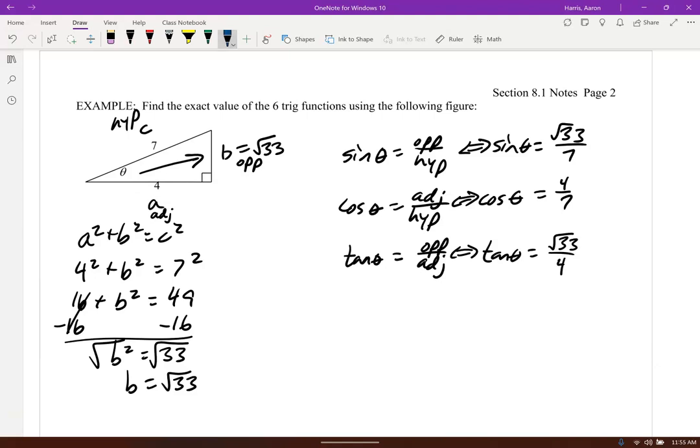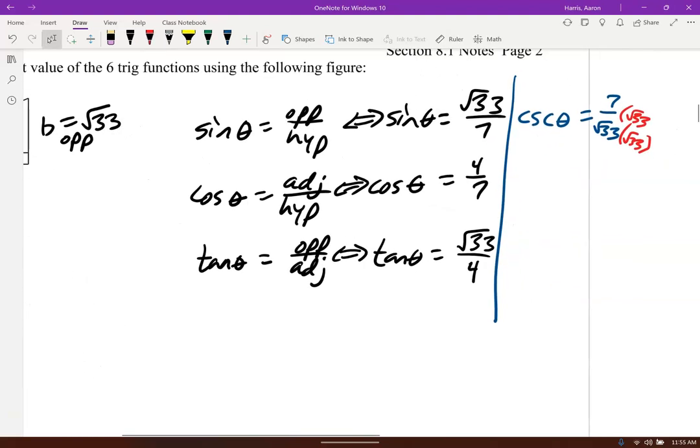And then the reciprocal of the sine is the cosecant. So cosecant would be, instead of square root of 33 over 7, 7 over square root of 33. But we've got to rationalize that. So you multiply top and bottom by the square root of 33. I'm running out of room here. So the cosecant ends up being 7 root 33 over 33.